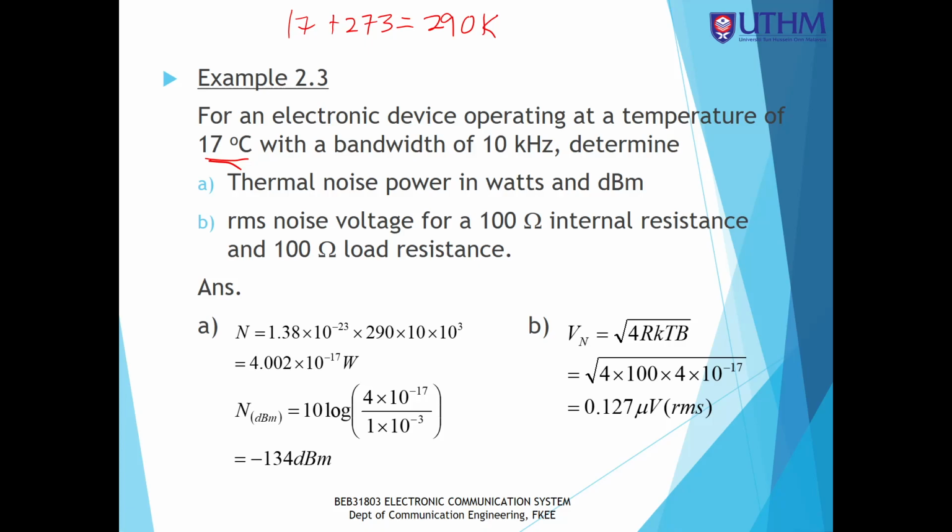Don't use Celsius. Sometimes we give a question in Celsius, and students make a careless mistake. They use 17 degrees instead of 290, so the answer will be wrong. Be careful. So this is the temperature T and bandwidth B is 10 kilohertz. Determine the thermal noise power in watts and dBm, and then determine the RMS noise voltage Vn for 100 ohm of internal resistance and 100 ohm of load resistance.